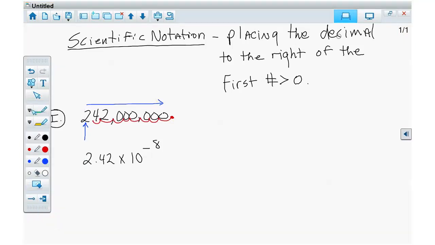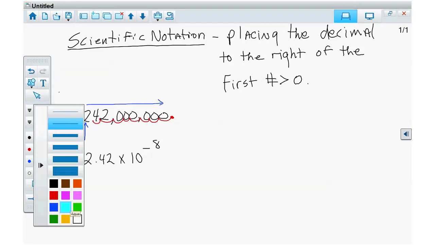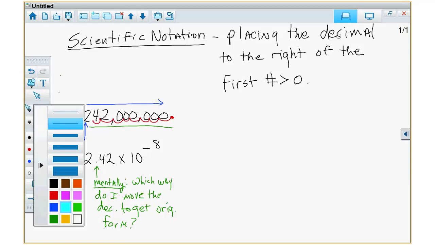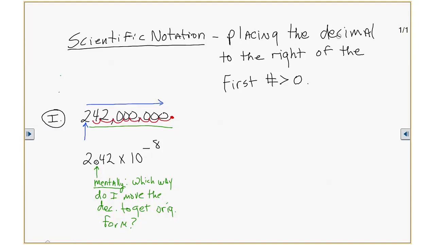So then I tell my students to ask themselves a simple question mentally. Now, what does mentally mean? To yourself, because I don't want anybody to say, you gotta move it twice. Mentally, ask yourself, which way do I move the decimal to get the original form? And the original form is right here. So you ask yourself, which way do I move this decimal right here to get the original form. If I had to move it, I have to move it where? To the right. And right is positive.